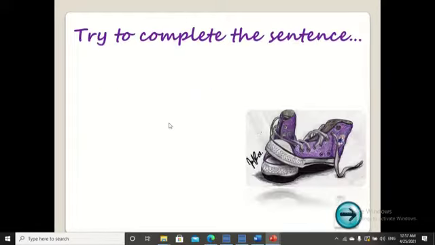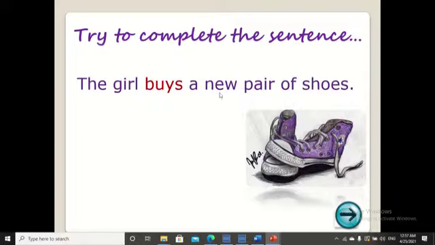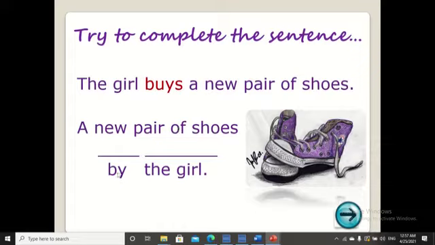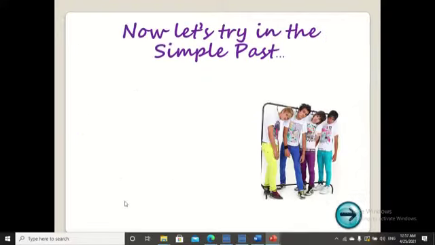Try to complete the sentence. The girl buys a new pair of shoes. So a new pair of shoes by the girl. So here's verb 1. We said we need be1 and verb 3. So what is the change here? Is bought. Of course, I'm talking about pair of shoes. It's not shoes. A new pair of shoes, so it's singular. Is bought. Let's have another example. Of course, here's in the past. We'll do it next time.